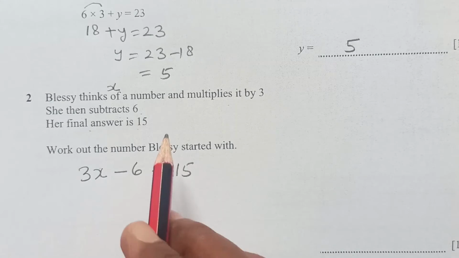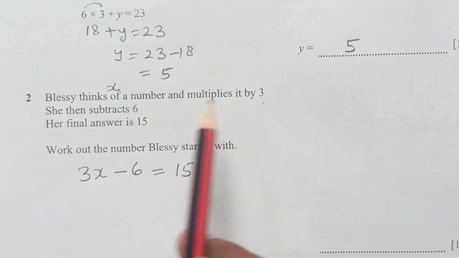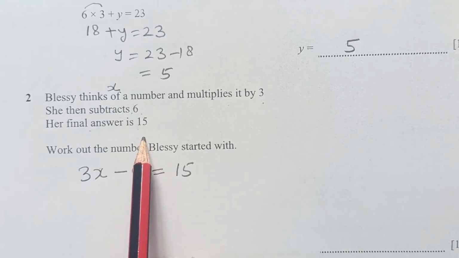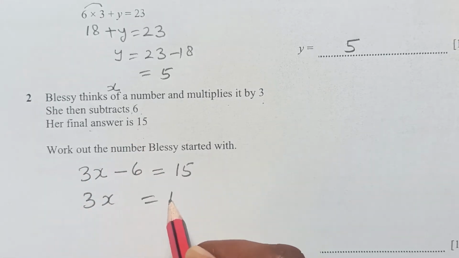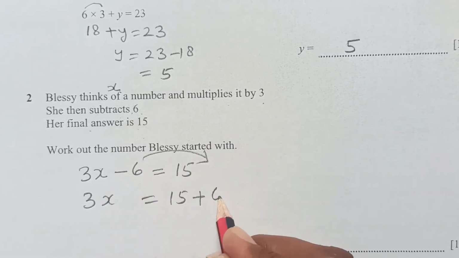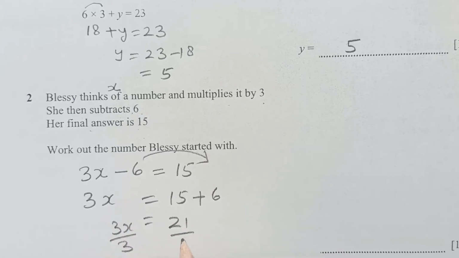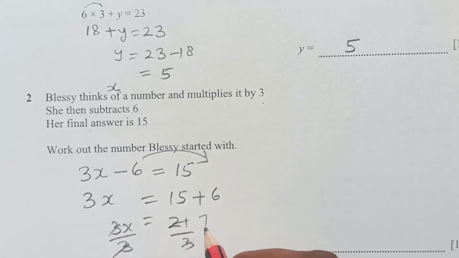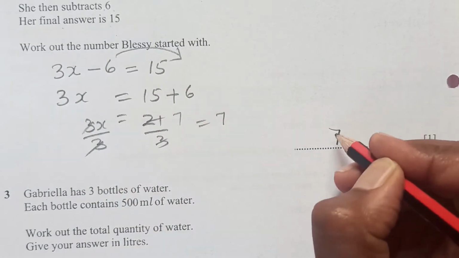You got it? Let me repeat. Blassie thinks of a number x, times 3, minus 6 equals 15, right? Work out the number. So we need the value of x. This 15 plus 6 goes to the other side, and the sign will be changed. So 21 divided by 3. So x is 7, right? So that is 7 here.